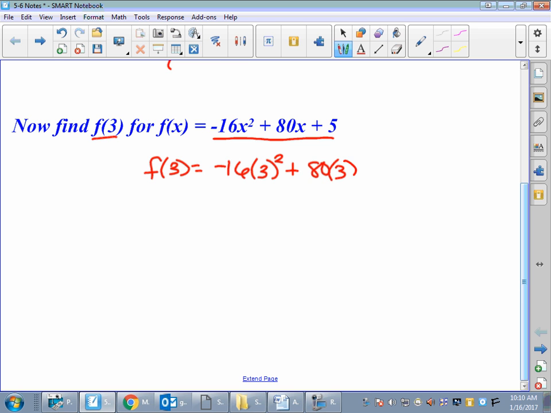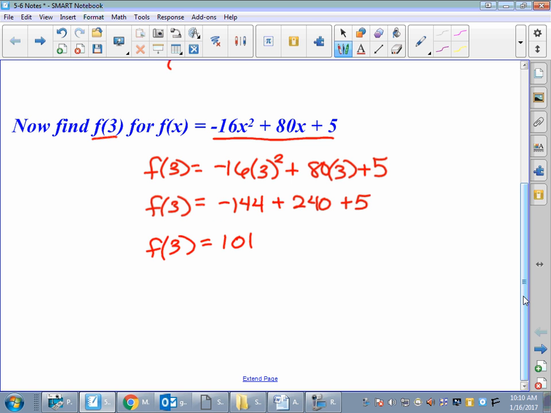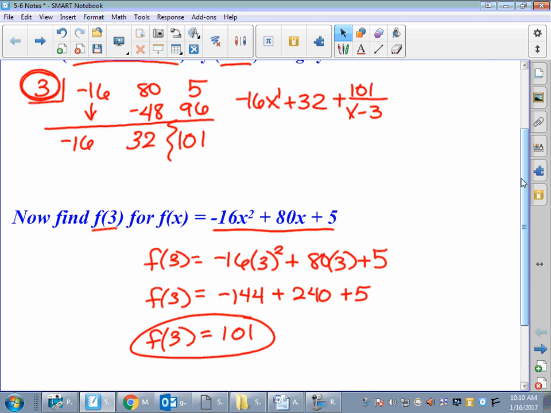So if we were to do this, wherever I see x in the actual function, I replace it with 3. I use parentheses. Take care when you plug this into your calculator, making sure that you don't make any mistakes. And I get negative 144 plus 240 plus 5. And when that's all said and done, f of 3 is equal to 101. And I notice that I've seen 101 before up above.